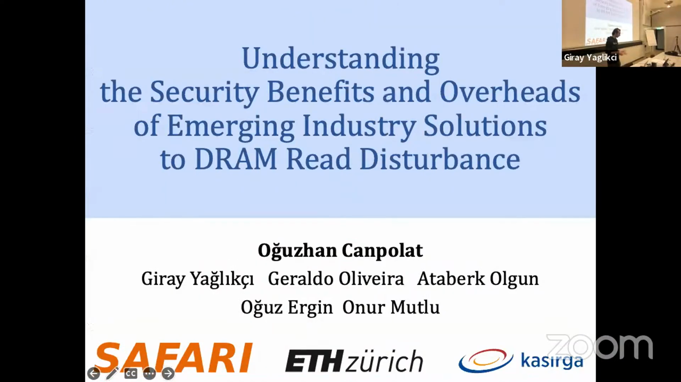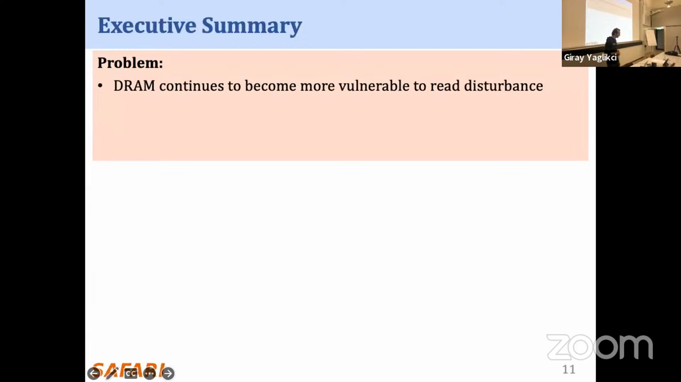So the paper I'm going to talk about today is Understanding the Security Benefits and Overheads of Industry Solutions to DRAM Read Disturbance. We presented this paper at the DRAMSEC Workshop at ISCA this year. Here's an executive summary of the paper.